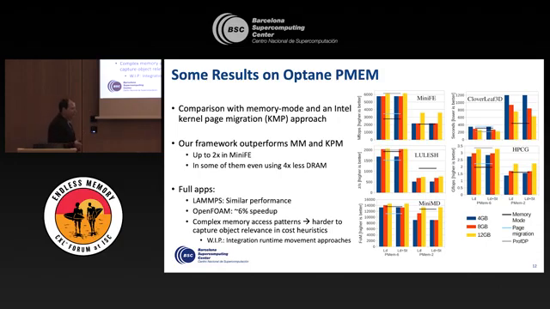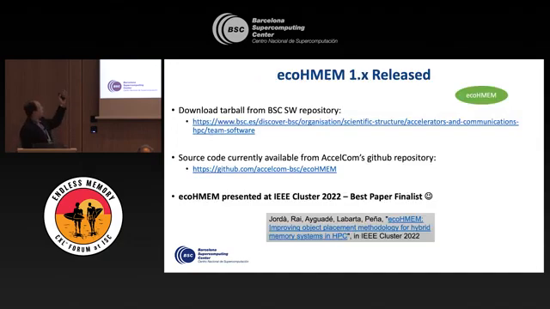But what we saw, interestingly, is that we didn't find any use case with performance slowdown. So either you get around the same, like with LAMMPS, or maybe up to 2x with miniFE, depending on the access patterns. So this is something that we were happy to add. This is open source. It was presented at Cluster 22 last September in Germany, and we got to be the best paper finalist.